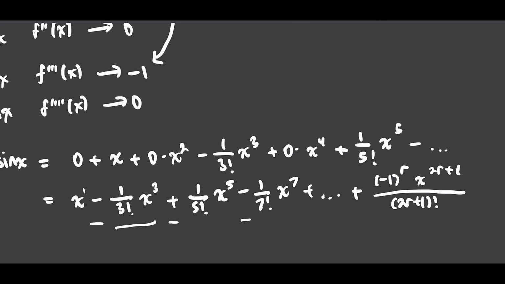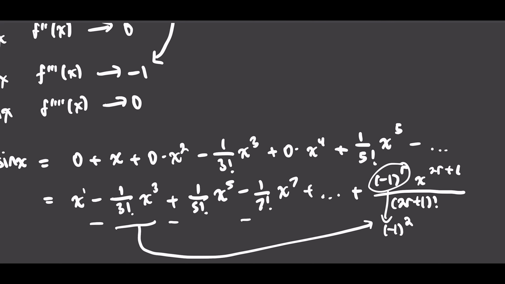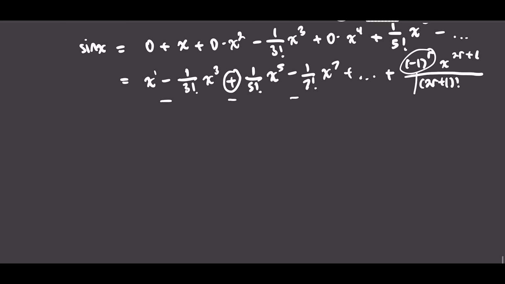For example, for x to the power of 3, we can put r as 1, so that minus 1 to the power of 1 is minus 1 times x to the power of 3 over 3 factorial. As for 5, we set r to be 2, so that the first term will become minus 1 to the power of 2, which is just 1. So it's plus, and so on and so forth.